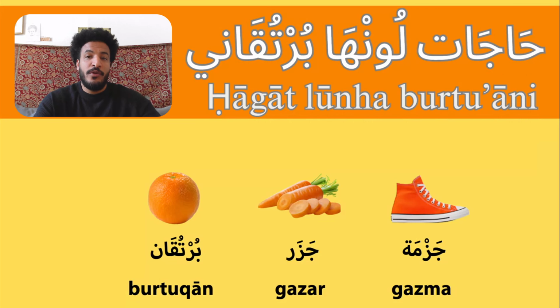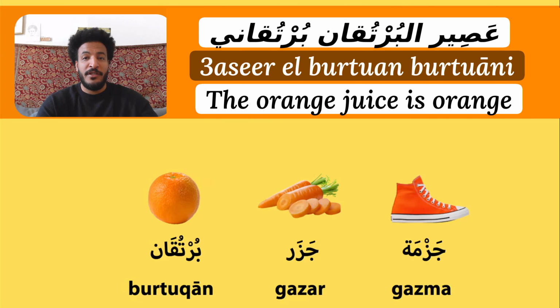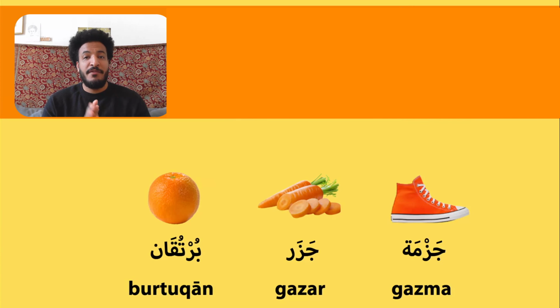From برتقاني we go to the orange. So let's start this time from the left side. And the orange, the fruit is برتقان. To say the orange juice is orange, I would say عصير البرتقان برتقاني. And the next one we have, let's go to the middle now, and we will do جزر. جزر is also orange.